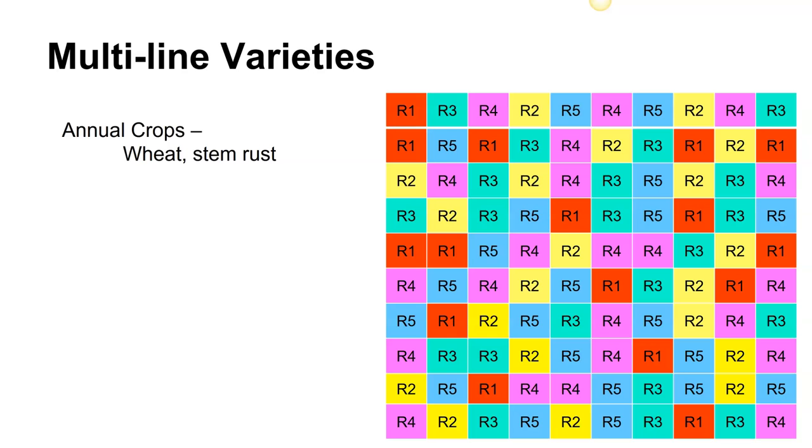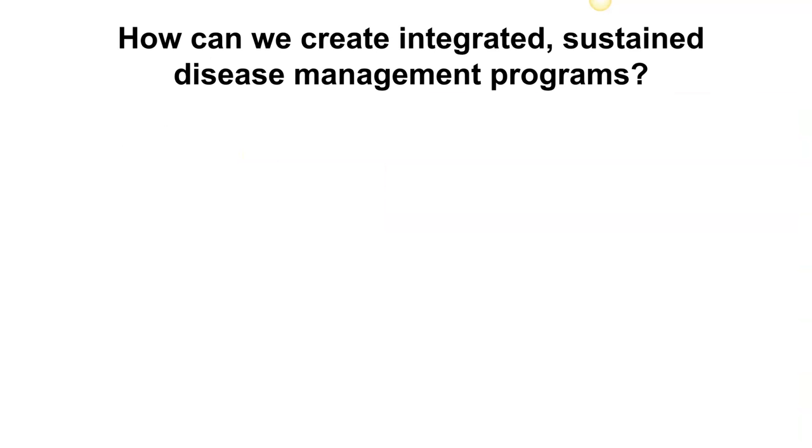A multi-line variety is very interesting when you've got a lot of different types of germplasm and you've got a fairly uniform production of a particular crop, and you've got a pathogen that's got a lot of genetic variation in it. This last part in here asks the question, how can we create integrated, sustained disease management programs? In the end, we want to get down below the economic threshold so that we don't have to do something all of the time. When we do this, we want to create an integrated program. So it is going to use everything that we have available to us.